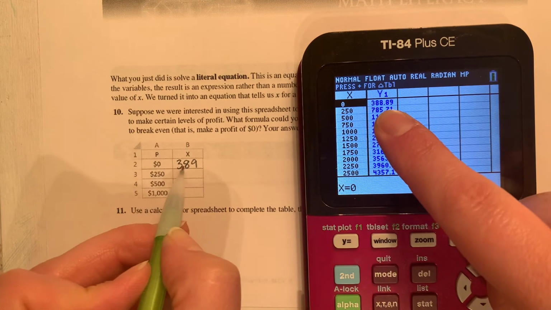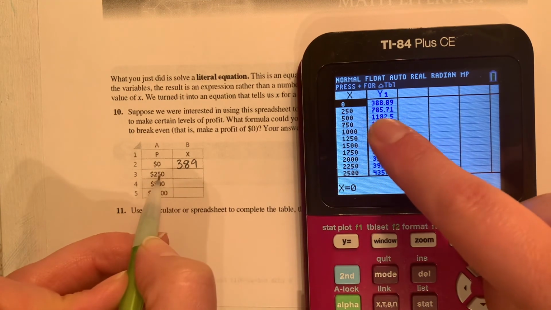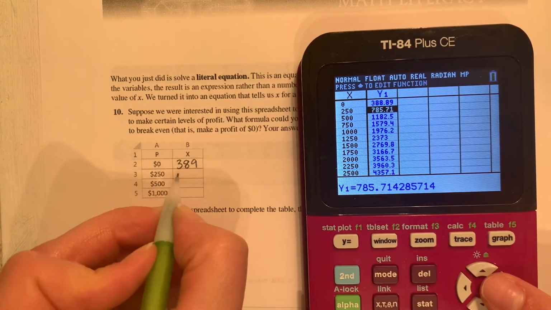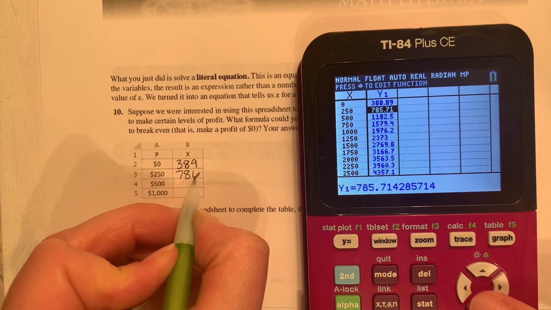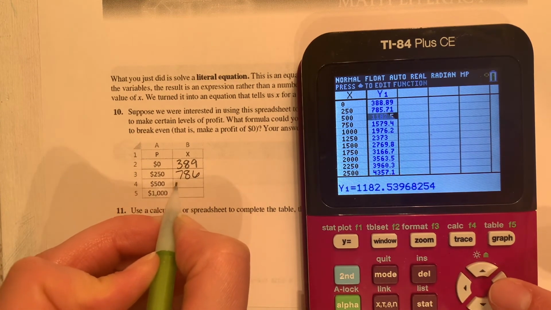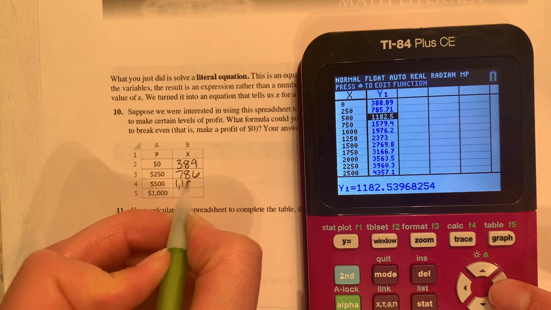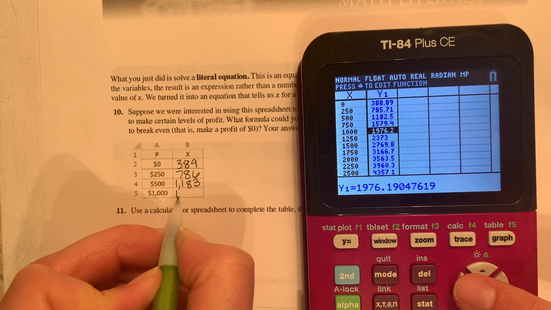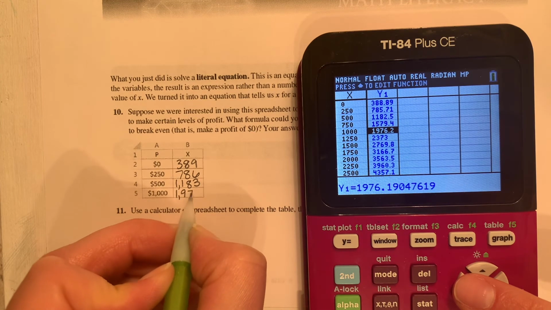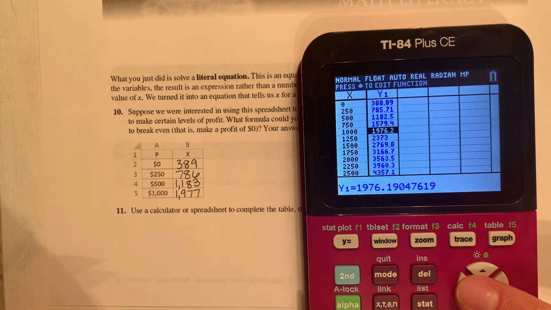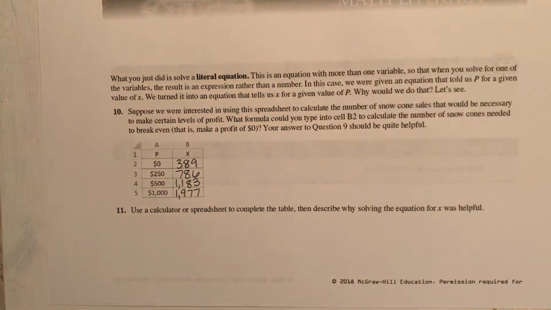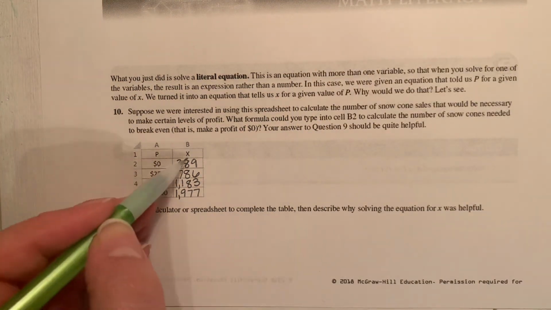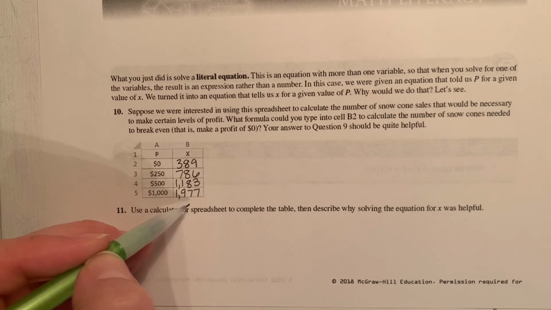So 0, 389, and then 250 would be 786, and then 500 would be 1,183, and then 1,000 would be 1,977. So notice I rounded up for all of them, okay? And keep in mind that P was the profit, X is the number of snow cones, okay?